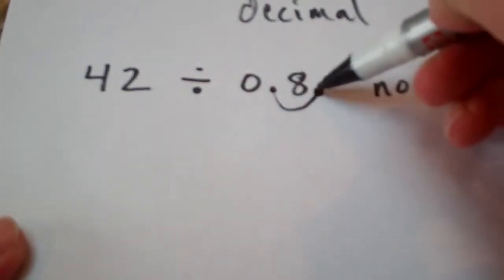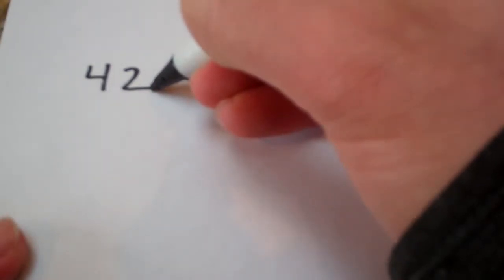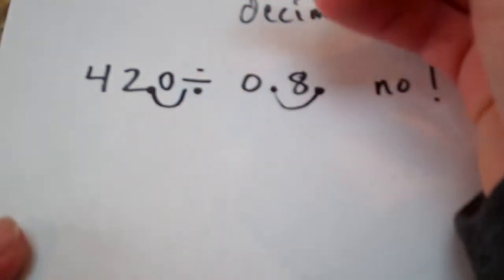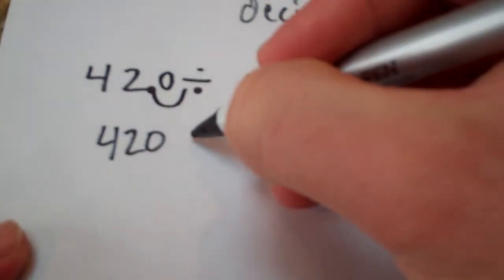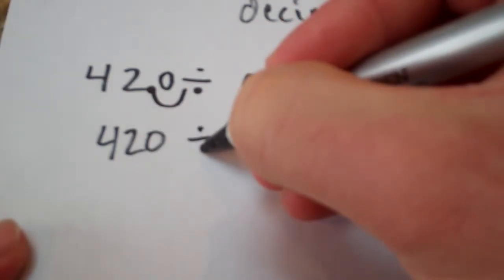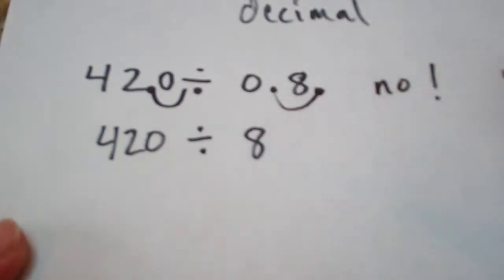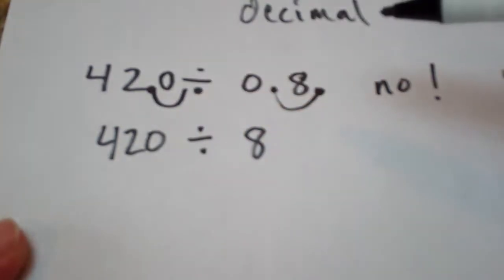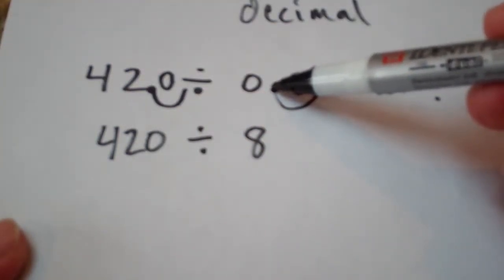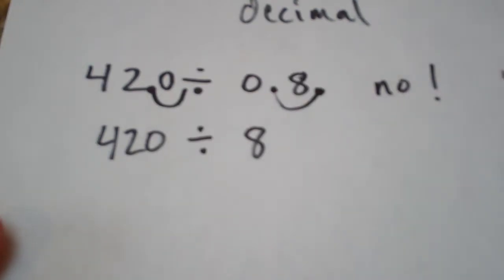If I do that to 0.8, I need to also do that to 42. Right now the decimal is right there, and I'm going to slide it over to the right, 1, which means a 0 would end up there. So in actuality, changing it so I don't divide by a decimal, I have 420 divided by 8. I've moved the decimal of 42 over 1 to the right and 0.8 over 1 to the right as well.